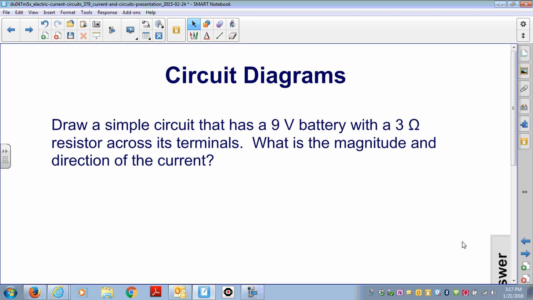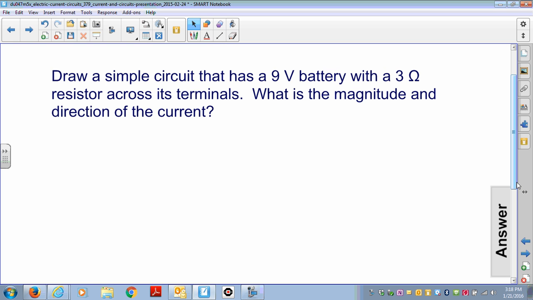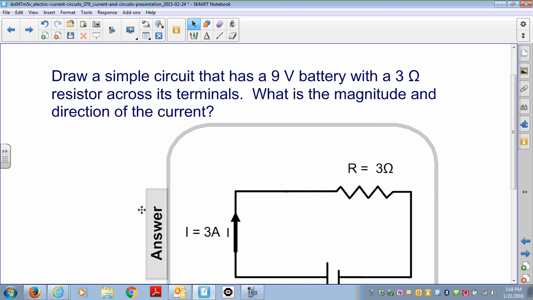Draw a simple circuit that has a 9-volt battery and a 3-ohm resistor across its terminals. What is the magnitude and direction of the current? Go ahead and pause the video now and solve this one. Okay, so let's take a look and see if you have the right answer.